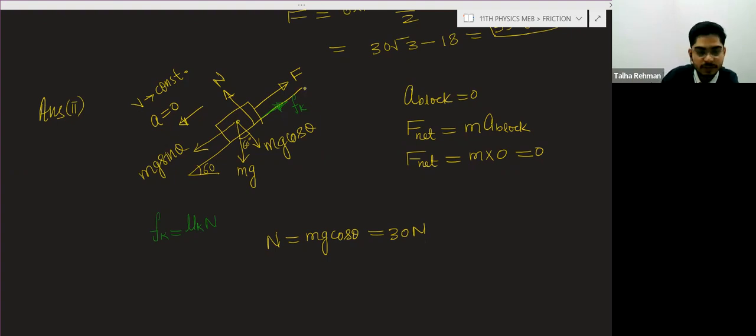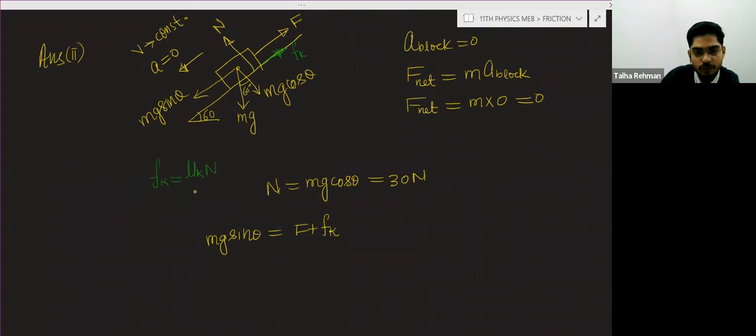So what is the force in this direction on this block? mg sin theta is equal to F plus Fk. Now we want to find this F. So F is mg sin theta minus force of kinetic friction.